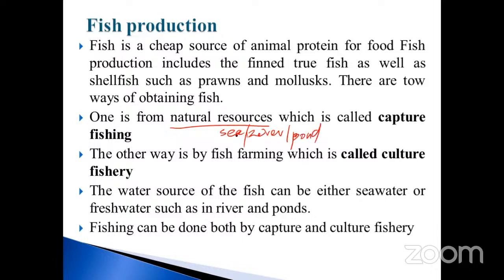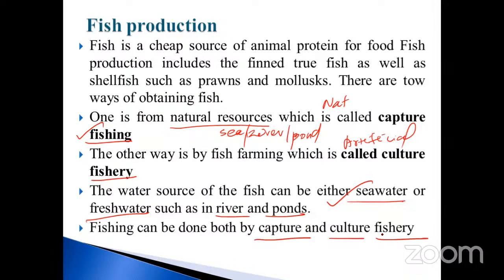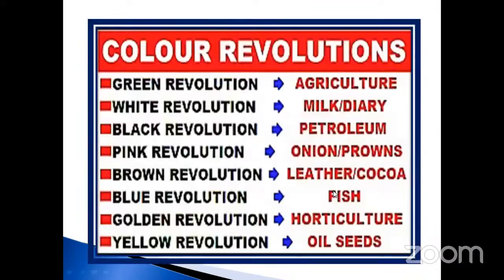Okay, my dear, so this is important, which is called capture fishing. The other way is fish farming, which is called culture fishery. This is natural, this is artificial. The water source of the fish can be either seawater or fresh water, such as rivers or ponds. Already told you. Fishing can be done both by capture and culture fisheries. Capture and culture. This is also called pisciculture. The science that deals with the study of fish and culture of fish is called pisciculture.